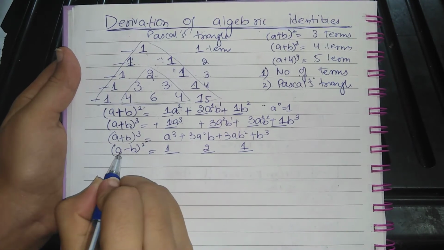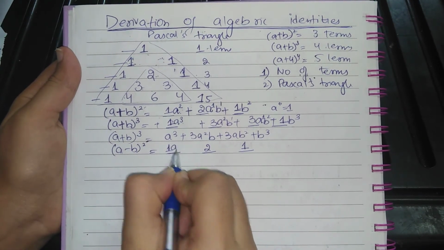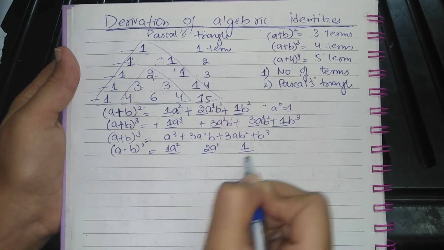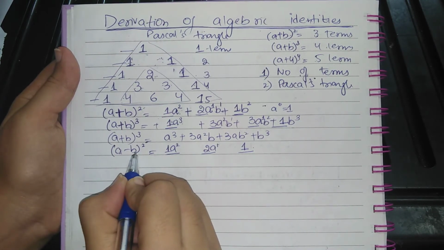As the highest power of a is 2, start decreasing the power of a from the left side: a greater power than 1, then a power 0 is 1. At the right side there will be b. So if there is a plus b whole cube, the highest power is 3, so there will be 4 terms.